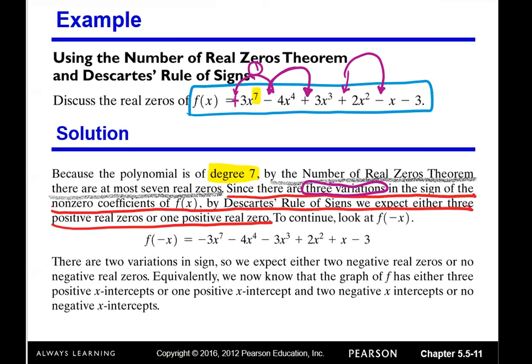Then you go from a negative to a positive. That is the second variation. This remains positive to positive. So that's not a variation. But then you go positive to negative. That's the third. And then this is negative to negative, so it didn't change. There's my 3 variations in the sign. Does that make sense?